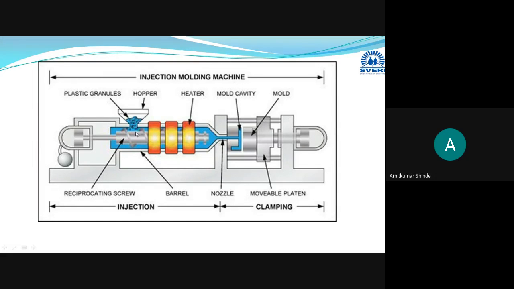Here that plastic material will be poured, and now this will be heated. One heating arrangement will be there. With the help of this heating arrangement, or heaters, the poured plastic raw material will be melted. Now one screw will be there. Due to the rotation of the screw, the melted plastic raw material will be forced back. Okay, it will be collected at the back side.